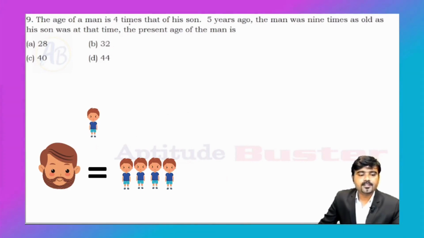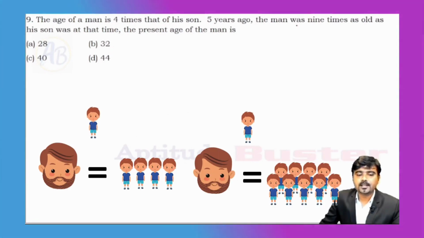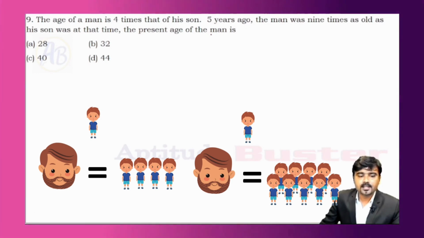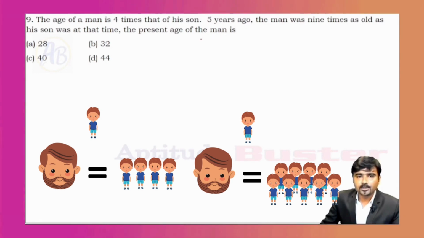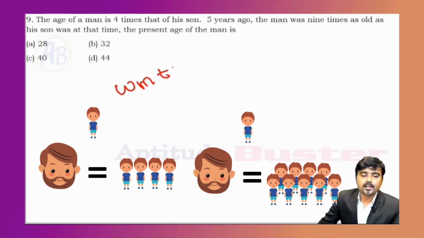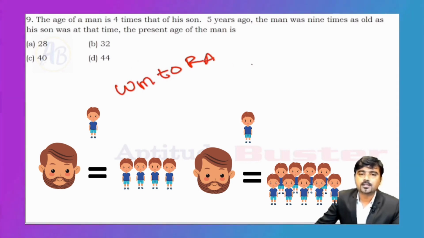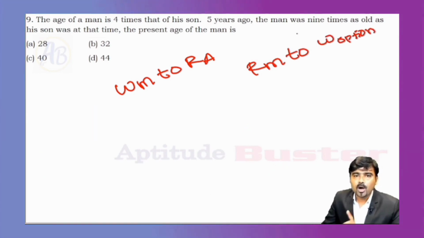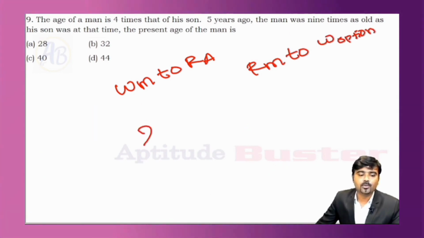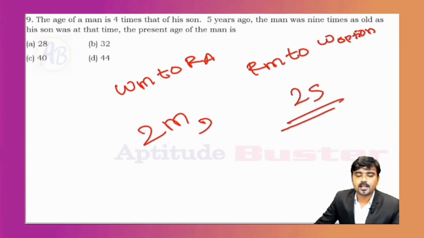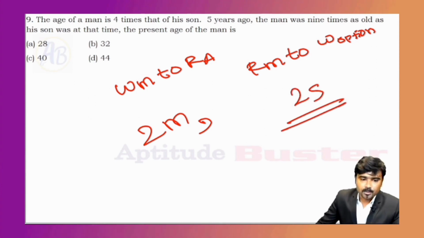Next, the age of the man is 4 times that of his son. 5 years back, the man was 9 times as old as his son was at the time. The present age of the man is? I am going to tell you two methods. The first method is the wrong method to find the right answer. The next one is the right method to eliminate wrong options. If you know how to solve this question, it will take 2 minutes. If you don't know how to solve it, it will take only 2 seconds to find out the answer. I'll tell you both methods.